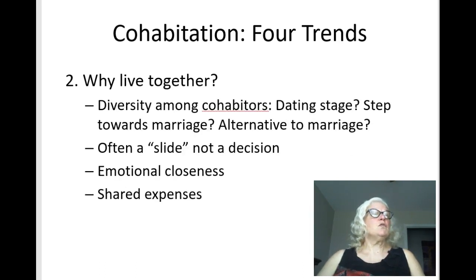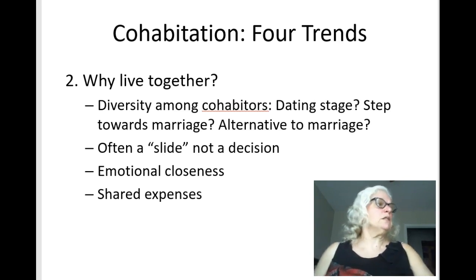Now, cohabitation's second trend is why live together. The diversity among cohabitators, and that cohabitation becomes part of that dating stage. It's a step towards marriage. It's an alternate to marriage. Oftentimes, it may be all three of those. We're trying to see how things work. We are already dating, or we're dating with benefits. And so why not cohabitate? It's the different view of our relationship in life and what's acceptable in society. It gives us that emotional closeness and that shared expense, and that economic piece comes into play.